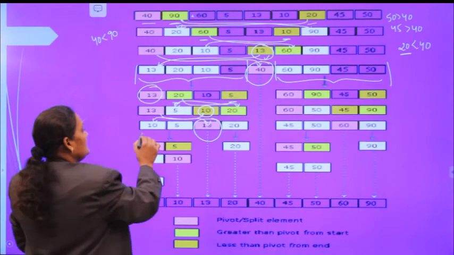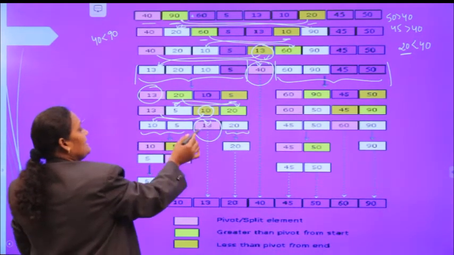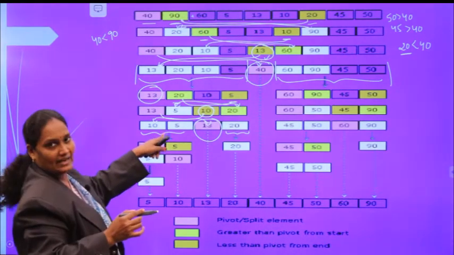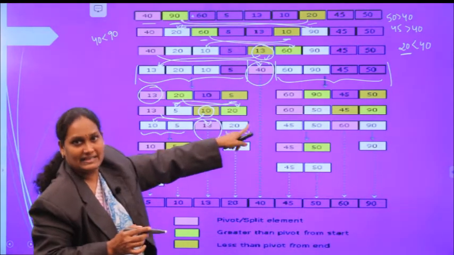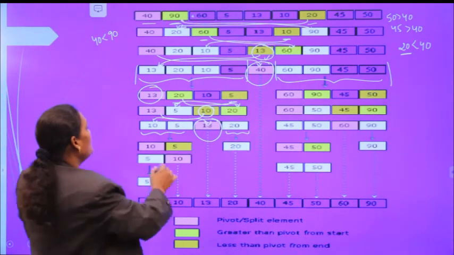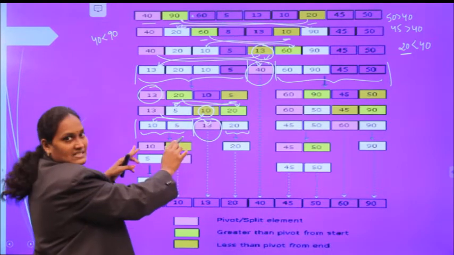Again, in this subarray, 13 is correctly placed. If you observe, this is one subarray and this is another subarray. All the elements in this subarray are less than the pivot. All the elements in this subarray are greater than the pivot. Okay, now we need to sort this subarray.